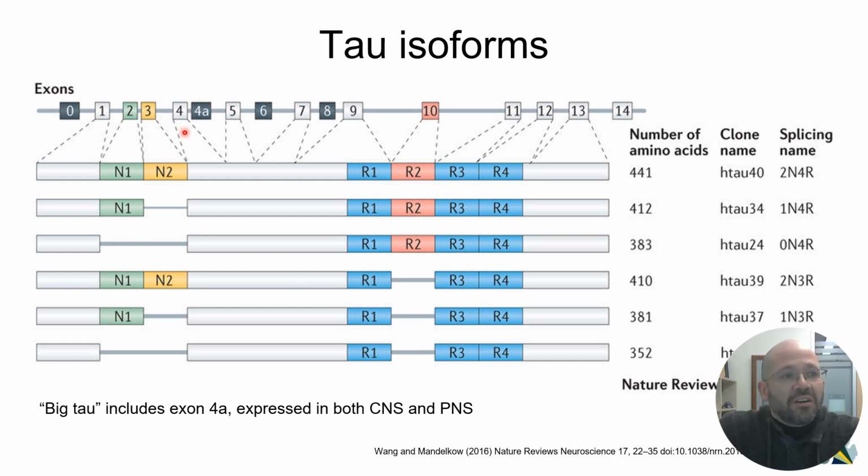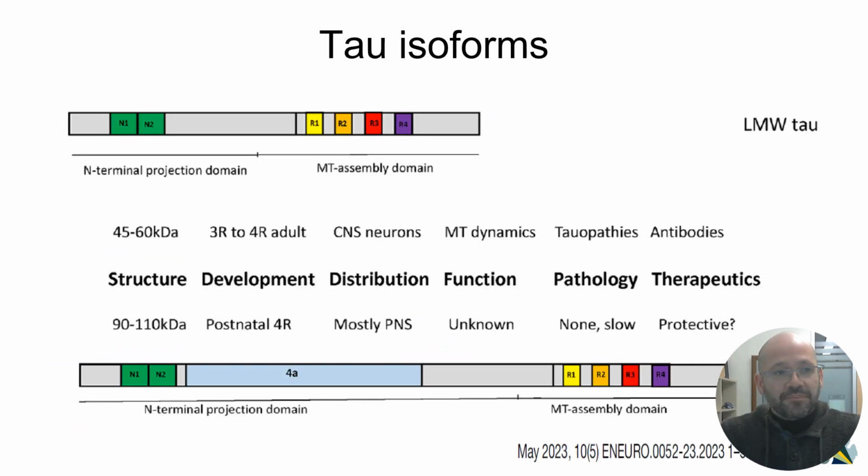However, inclusion of the exon 4A leads to the production of another isoform that is expressed in both the central nervous system and the peripheral nervous system. Although it was primarily studied and found in the peripheral nervous system, we know now that it's also detected in the central nervous system. And it's referred to as big tau. Big tau is about 90 to 110 kilodalton, where the 6 isoforms, or low molecular weight tau isoforms, range from 45 to 60 kilodalton.